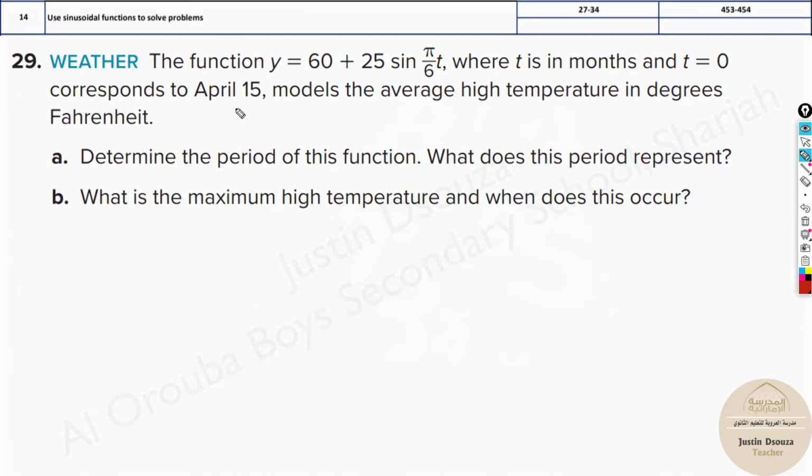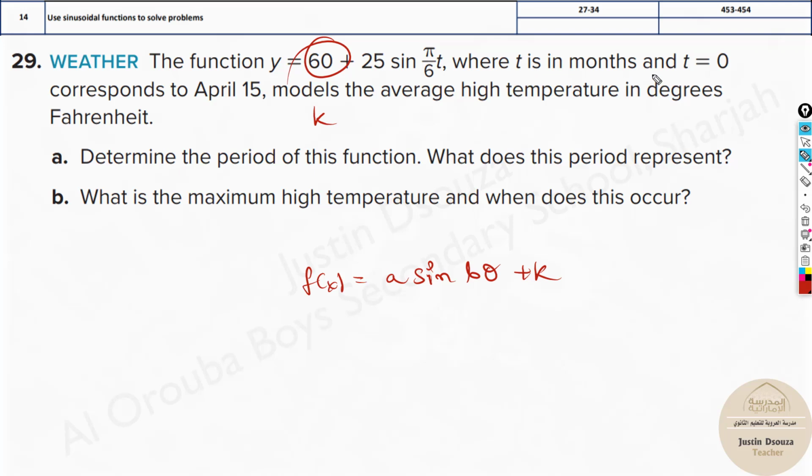Another similar problem is there. Here the function is given y equals 60 plus 25 sine pi by 60. Now what is this 60? 60 is the k value. In the previous problems we had the formula f of x is equal to a. Now since it's sine, I'll write sine b theta plus k. This is the actual standard form, right? Now this k value is 60 over here.